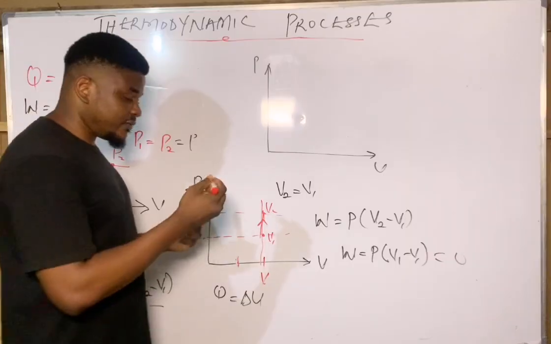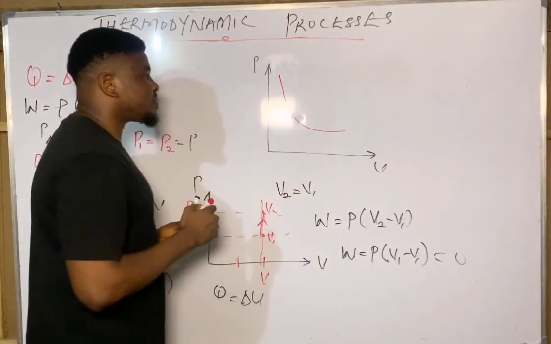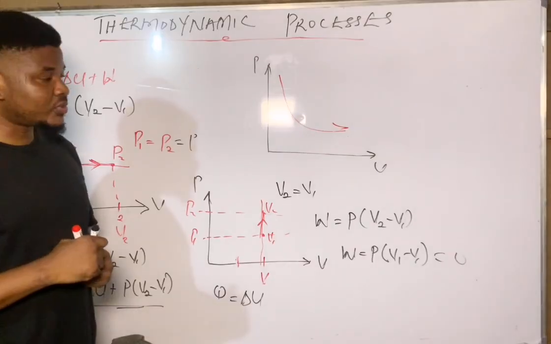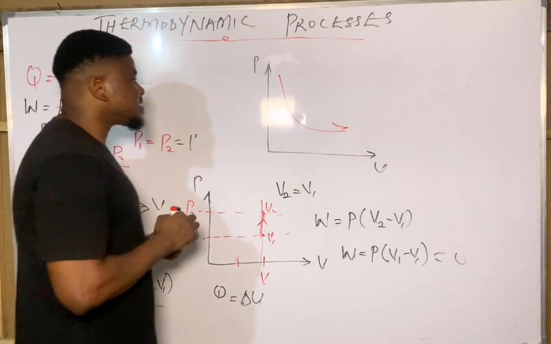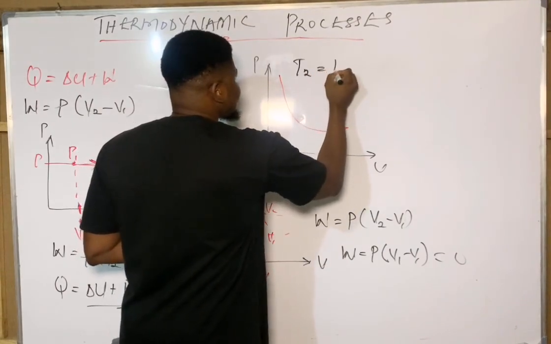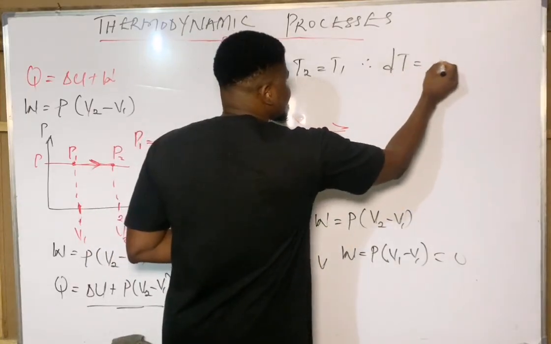So this means that the flow diagram is going to look something like this, because an external body is supplying heat to the system. This is called a constant temperature process. For this process, it simply means that the initial temperature T1 is equal to the final temperature T2, and therefore the change in temperature dT is going to be what?